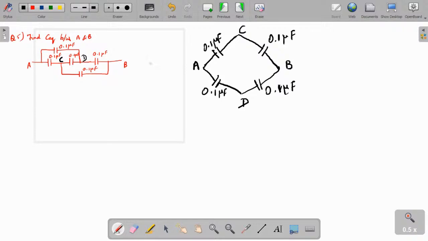Correct, has the network simplified? Is there any connection directly from A to B? No, not directly. C to D has a 0.1 microfarad. Okay, so what have they asked us? You have to find the equivalent capacitance between A and B. C equivalent is asked across the terminals AB.